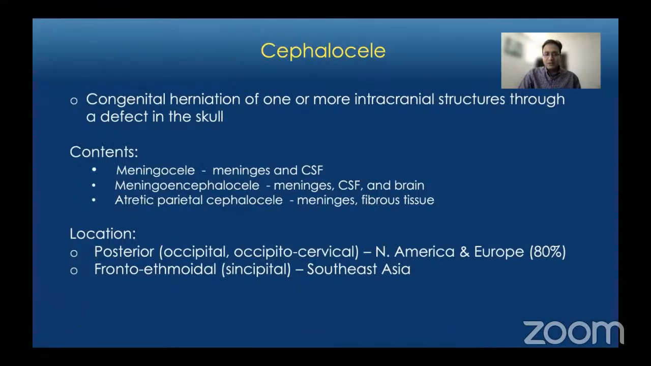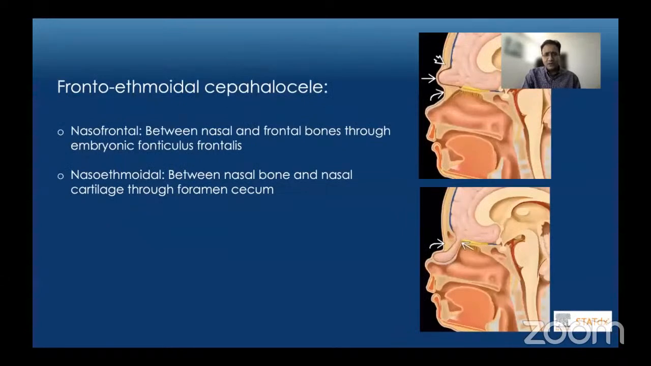Location, it can occur in the posterior location, either in the occipital or occipitocervical region, and this form of occipital cephalocele is more common in the Western countries, or it could be frontoethmoidal, which is called the sincipital cephalocele, which is more common in Southeast Asia. So frontoethmoid cephalocele can also be classified into two types based on the bony defect. It could be nasofrontal, where you have herniation between the frontal bone and the nasal bone, or it could be nasoethmoidal, where you have herniation between nasal bone and the nasal cartilage, like in our case.